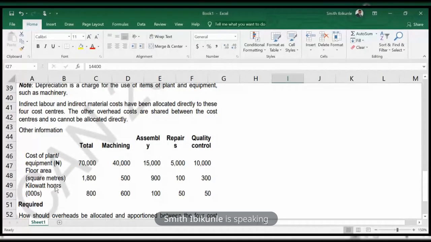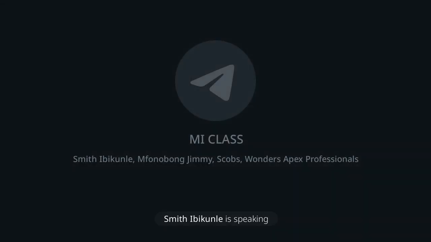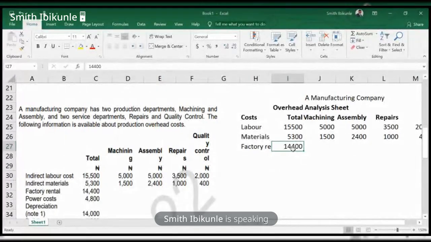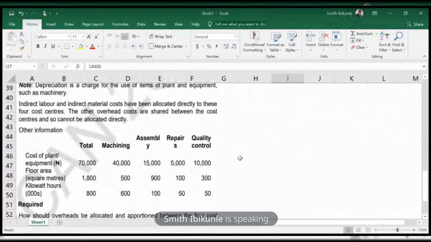You cannot use plant and equipment because plant and equipment has nothing to do with rent. Neither can you use kilowatt hours. Kilowatt hours has to do with light. But floor area, since we are paying rent for the area we are using, each department will also incur cost for the area that each of them is using. So we're going to use that to share the factory rent. How much is factory rent? Factory rent is 14,400. So let's go and do the calculation of the sharing.